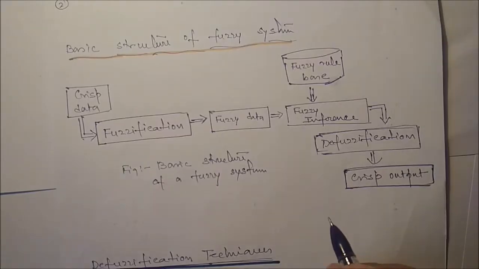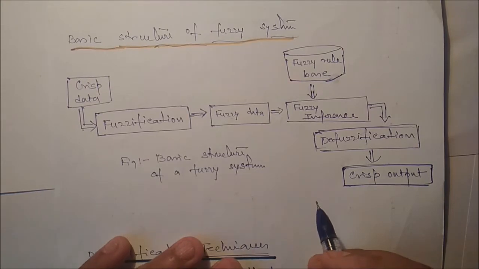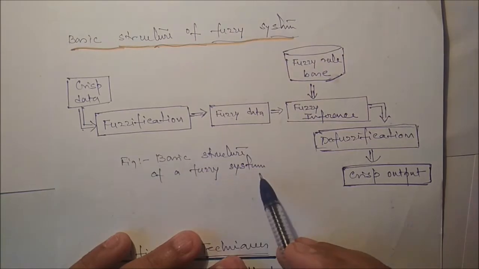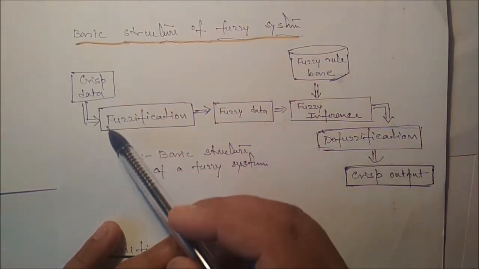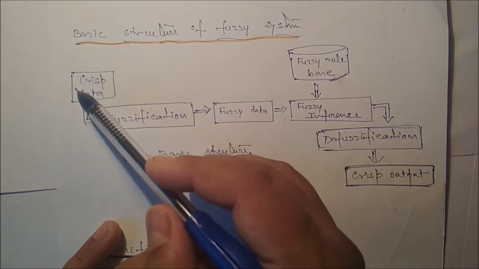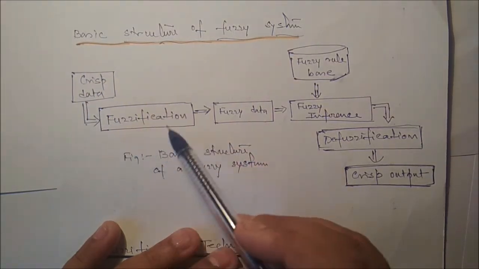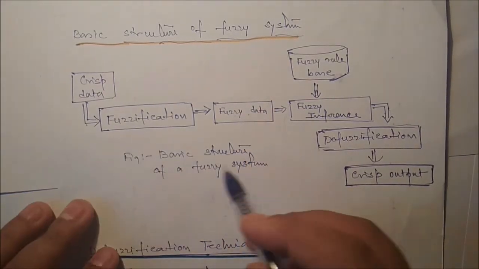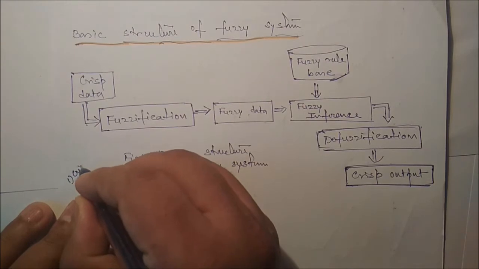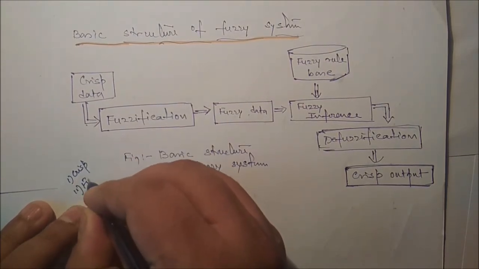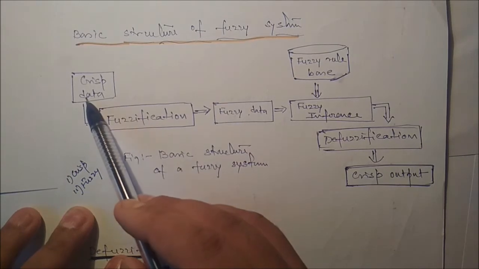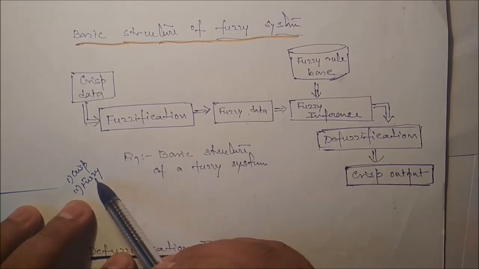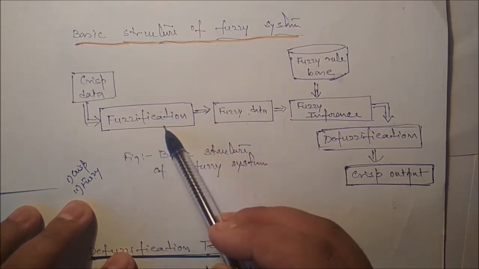Now when to use defuzzification, or in which stage? This is the basic structure of the fuzzy system. First of all, if the input is crisp, we have to apply fuzzification to get the fuzzy data. Input may be crisp or fuzzy. If the input is crisp, we have to apply fuzzification to get the fuzzy data. If the input data is already fuzzy, then fuzzification is not required.